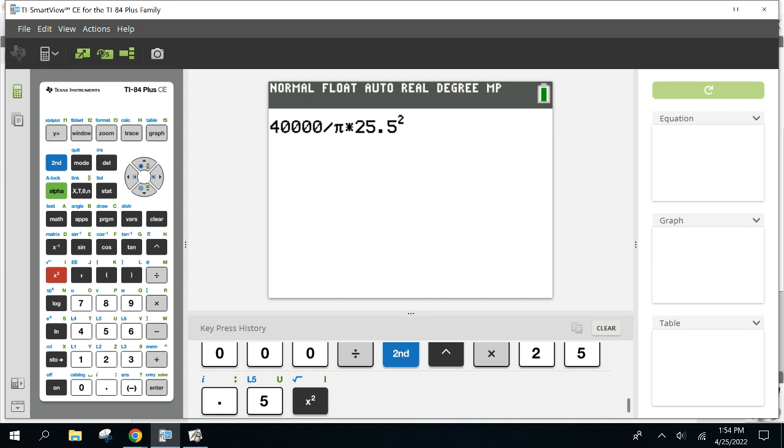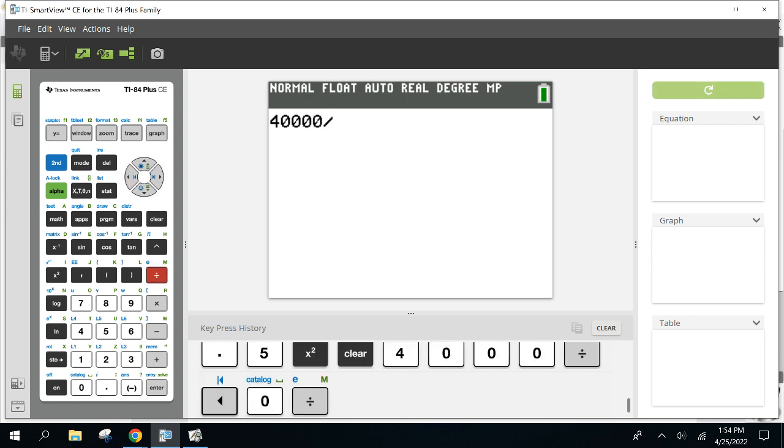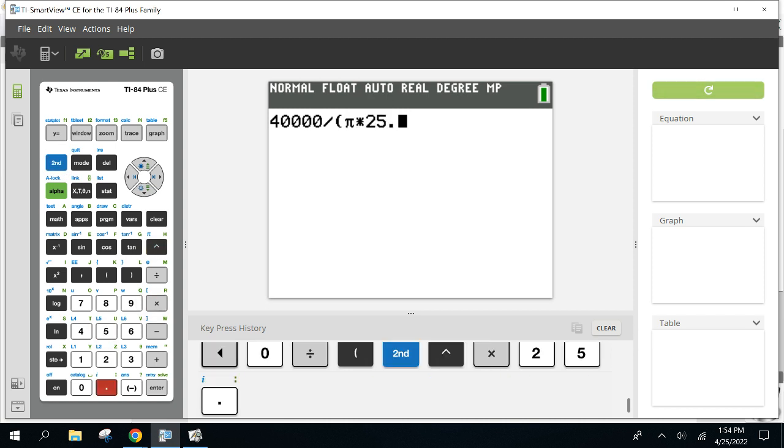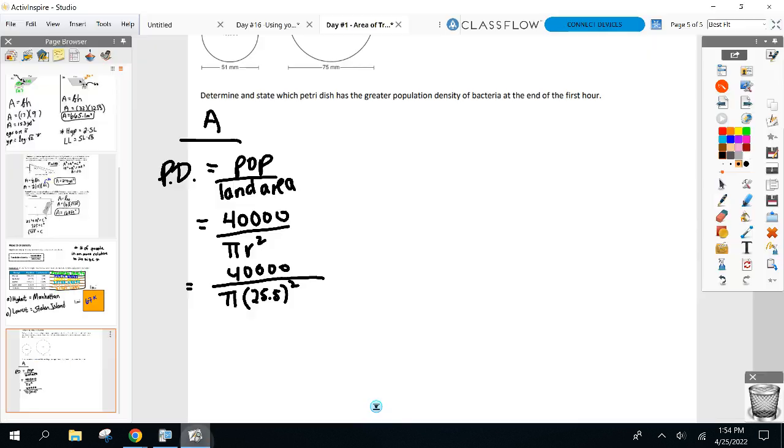How can I adjust this? 40,000. If you're going to do the division symbol, what do I need to put there? Parentheses, yes. Or hey, here's an idea. All of you guys have these beautiful calculators. How about we just use the fraction template too? We don't even have to worry about parentheses. All right, if we use the fraction template. But if you're not, make sure it's parentheses pi times 25.5 squared. Now we'll get the right answer. 19 point change.